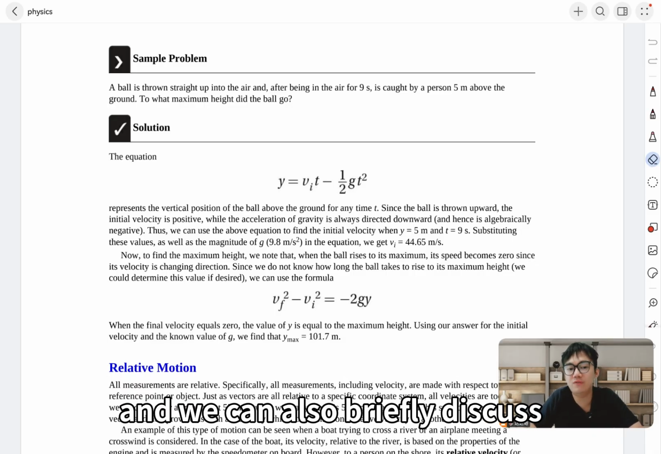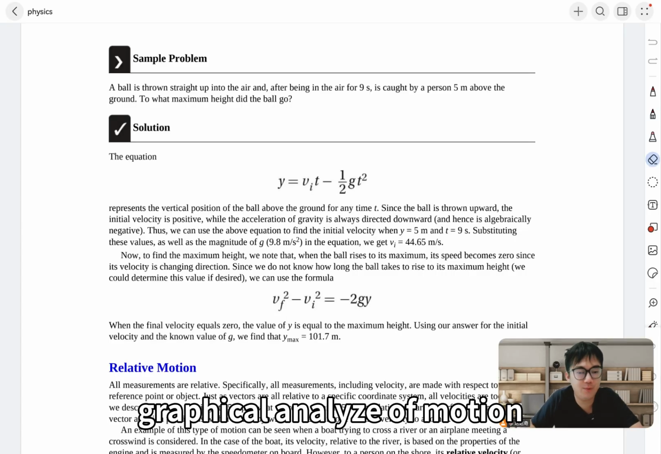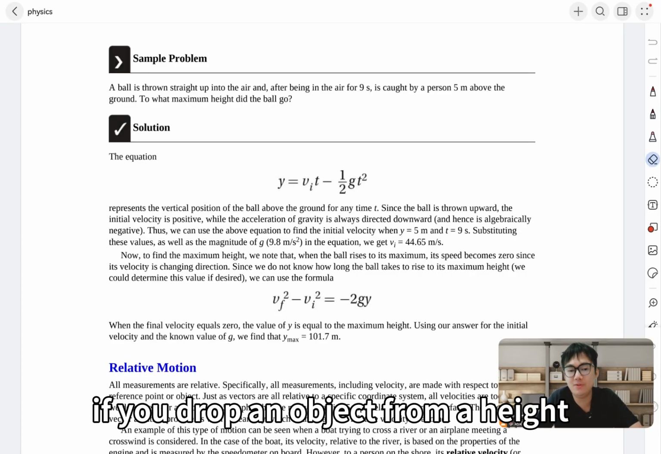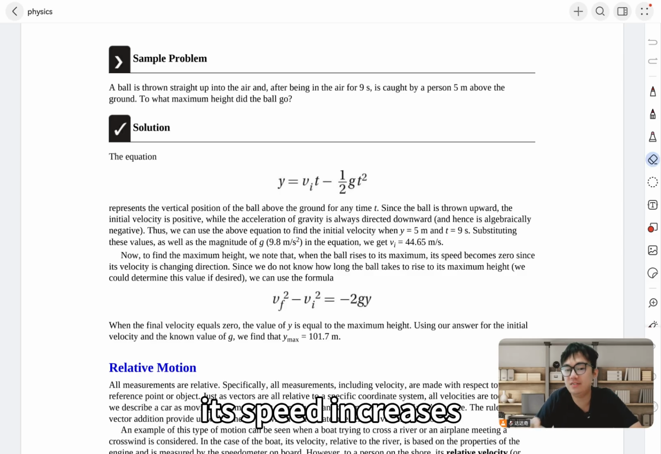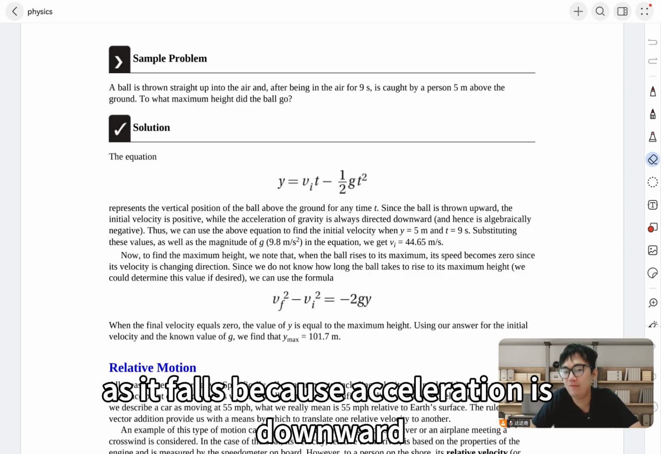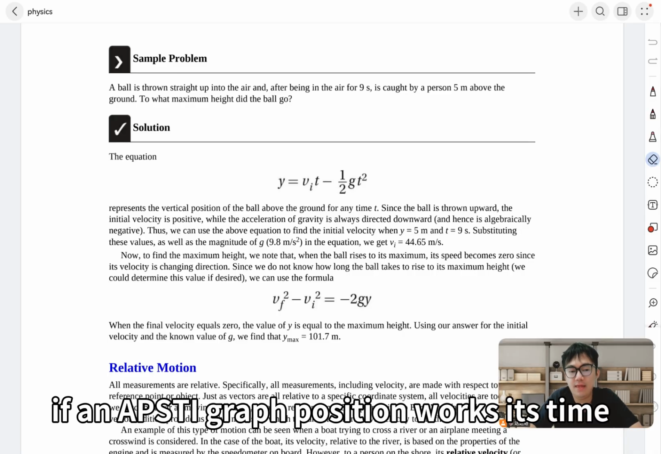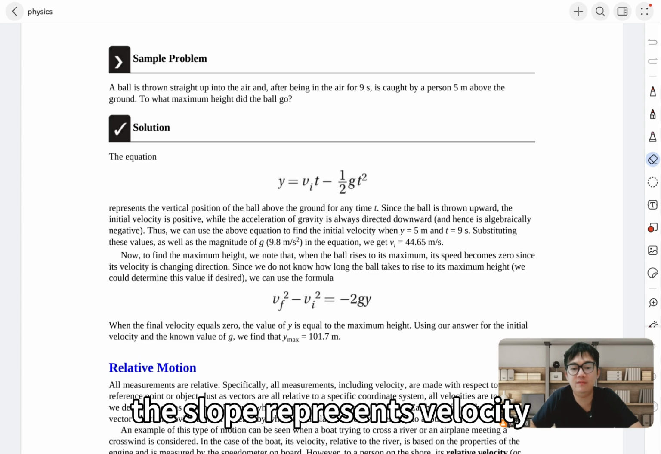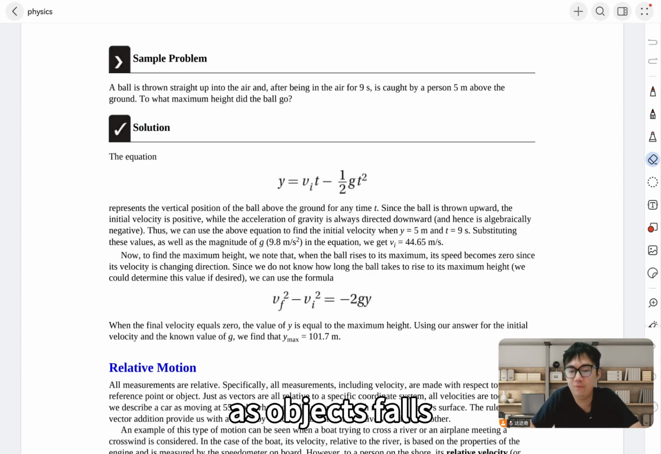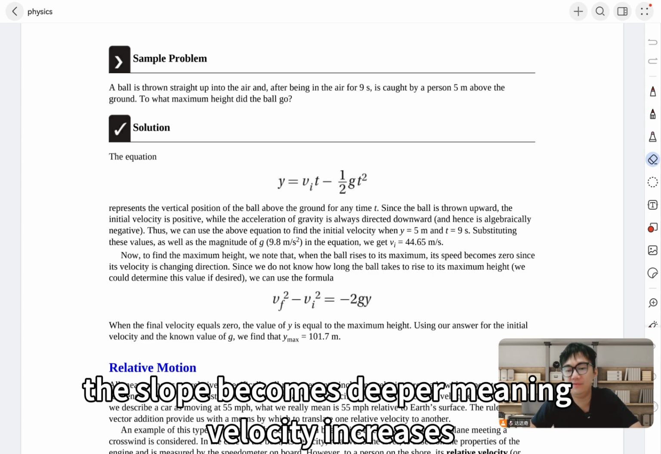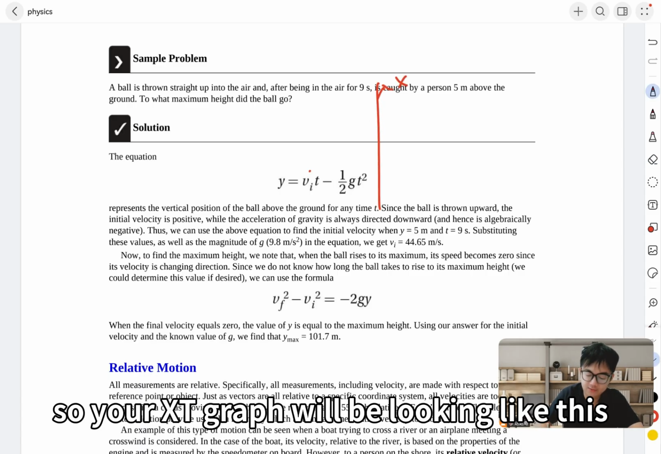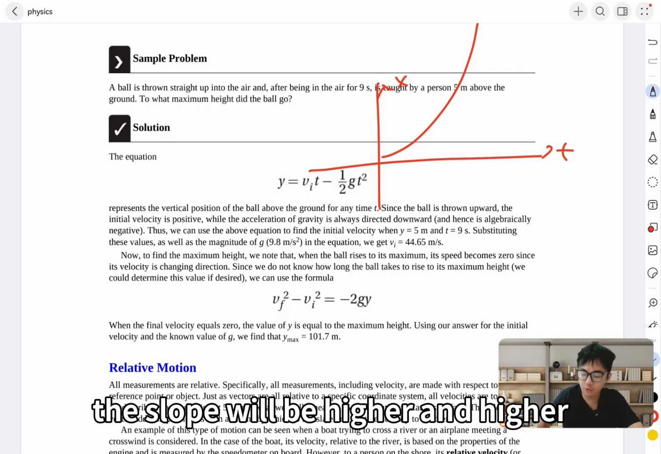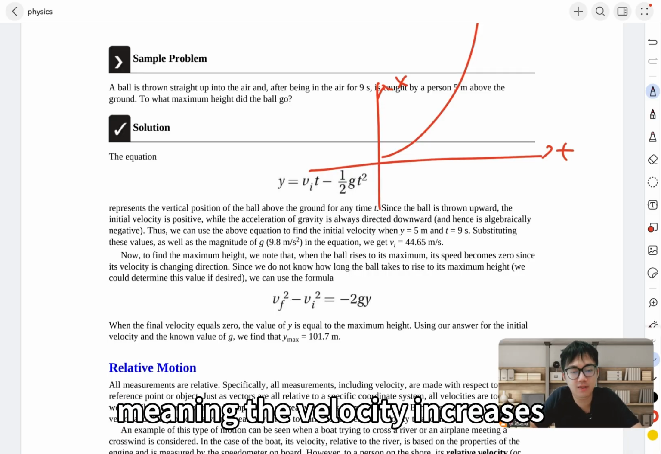And we can also briefly discuss graphical analysis of motion. If you drop an object from a height, its speed increases as it falls because acceleration is downward. In an xt graph, position versus time, the slope represents velocity. As the object falls, the slope becomes steeper, meaning velocity increases. So your xt graph will look like this. The slope will be higher and higher, meaning the velocity increases.